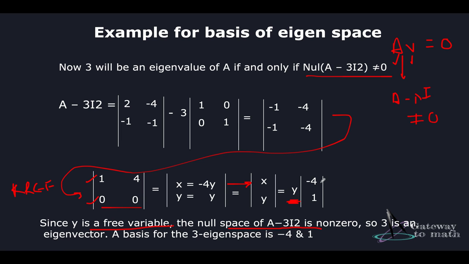And what are the bases of these eigenvectors? Minus 4 and 1. So a basis for lambda eigenspace, here lambda value is 3, so 3 eigenspace, is minus 4 and 1. This is how you compute the basis for a lambda eigenvalue. And how do you determine if it is? When you have some free variable left. That is the condition.